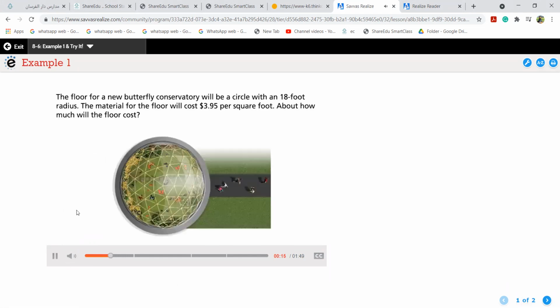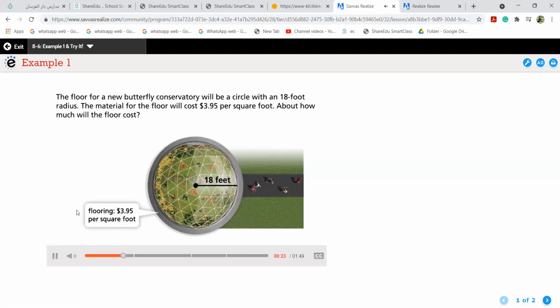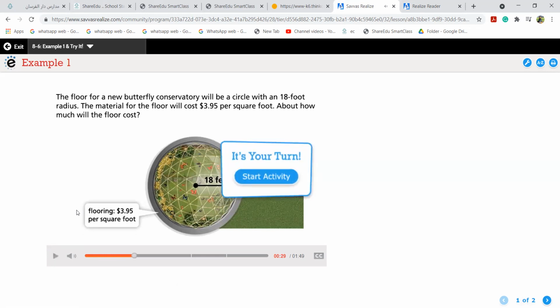The floor for a new butterfly conservatory will be a circle with an 18-foot radius. The material for the floor will cost $3.95 per square foot. About how much will the floor cost? First, I need to find the area. The floor of the new butterfly conservatory will be a circle with an 18-foot radius.